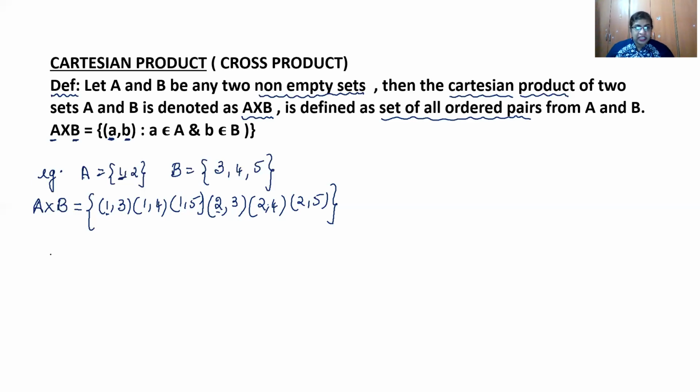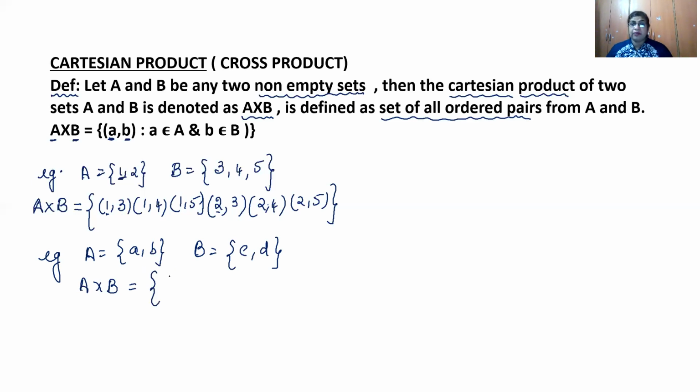Let me give you another example. Suppose set A is equal to {a, b} and set B is equal to {c, d}. So how do I write A cross B now? First I take the first element of A.